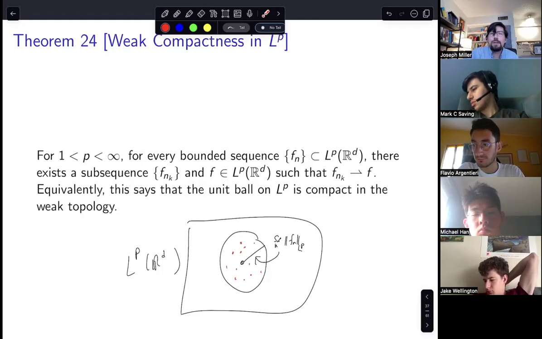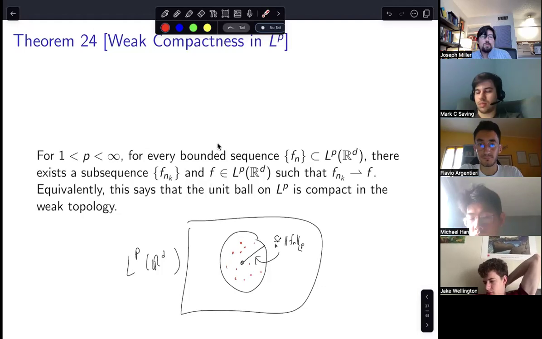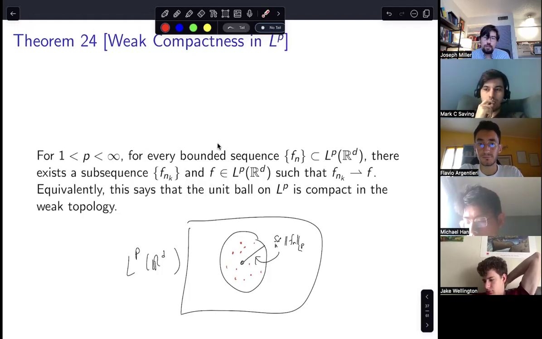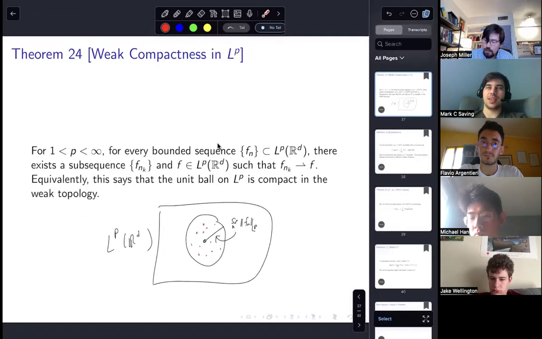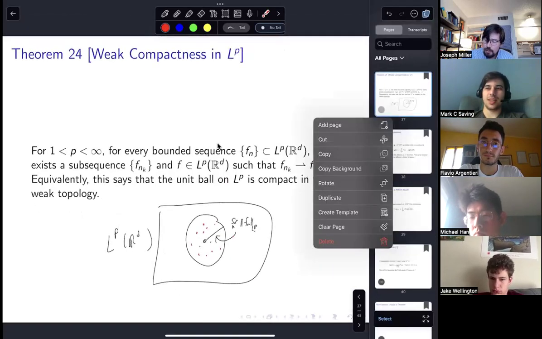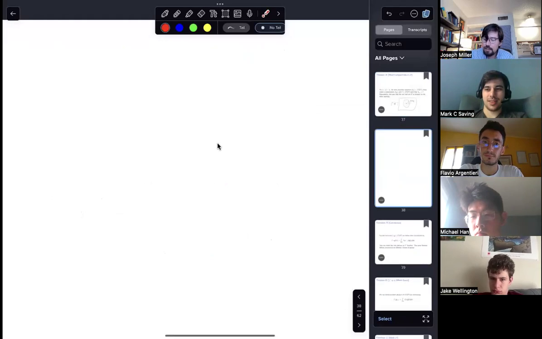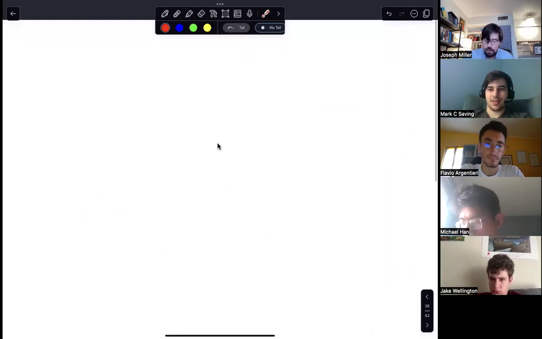Does anybody know there's a lemma called the subsequence lemma? You guys know this lemma? You heard about this? Is that the one where a sequence converges if and only if every subsequence has a convergent subsequence? Yeah, I think it's useful to know in general.